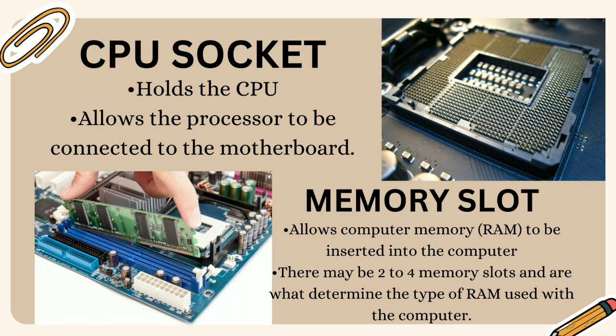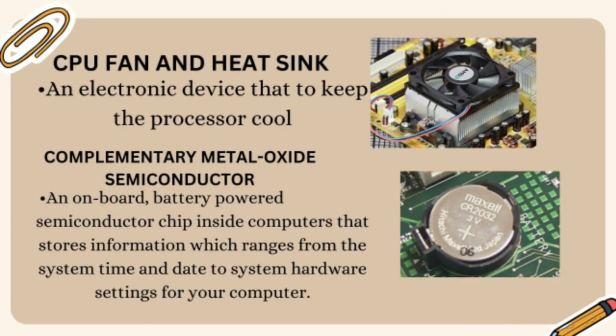Memory slot allows computer memory to be inserted into the computer. There may be 2 to 4 memory slots and they determine the type of RAM used with the computer. CPU fan and heatsink is an electronic device to keep the processor cool. Complementary metal oxide semiconductor, or CMOS, is an onboard battery-powered semiconductor chip inside computers that stores information ranging from the system time to the system hardware settings for your computer.